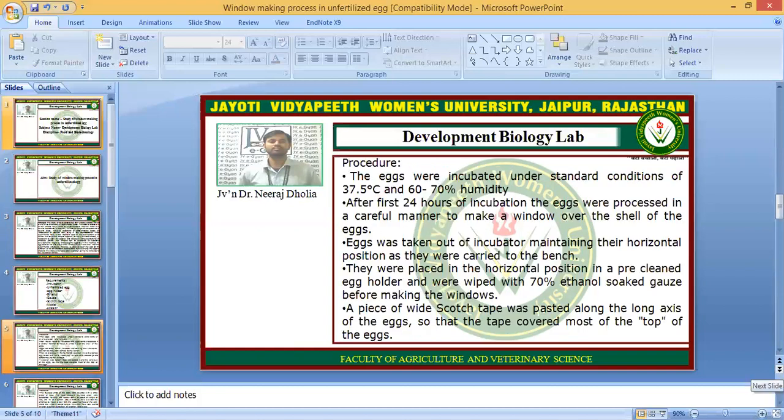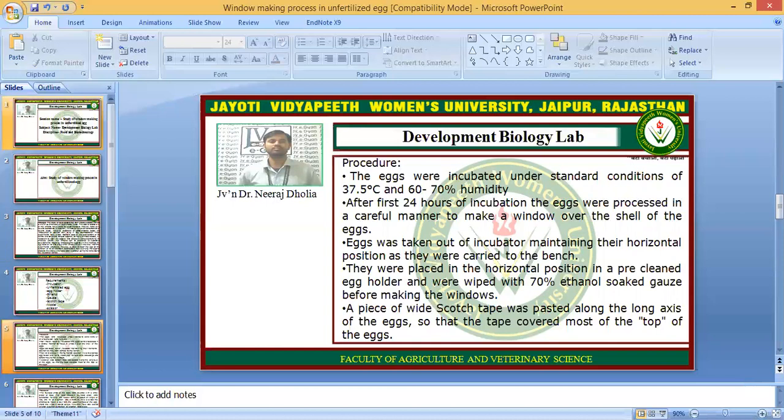So let's talk about the procedure. The eggs are incubated under the standard conditions, that is 37.5 degrees Celsius temperature and 60 to 70% humidity in the incubator. After the first 24 hours of incubation, the eggs were processed in a careful manner to make a window over the shell of the eggs. The eggs were taken out from the incubator, maintaining their horizontal position as they were carried to the bench. They were placed in the horizontal position in a pre-cleaned egg holder and were wiped with 70% ethanol soaked gauze before making the window.